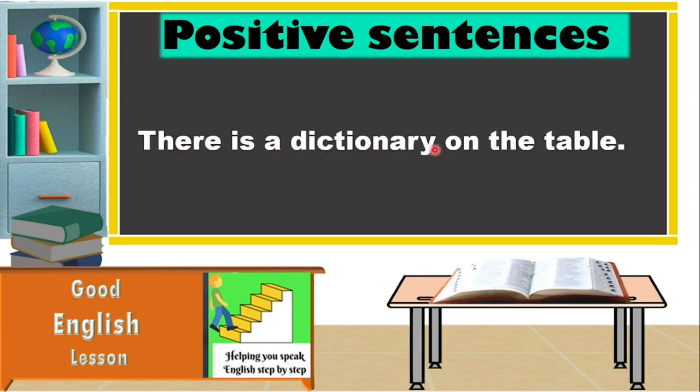There is a dictionary on the table. Why do they use there is? Why not there are? A dictionary is singular. Only one dictionary, that's why they use there is. On the table, we have only one dictionary. On is a preposition of place. I have a video about prepositions of place.